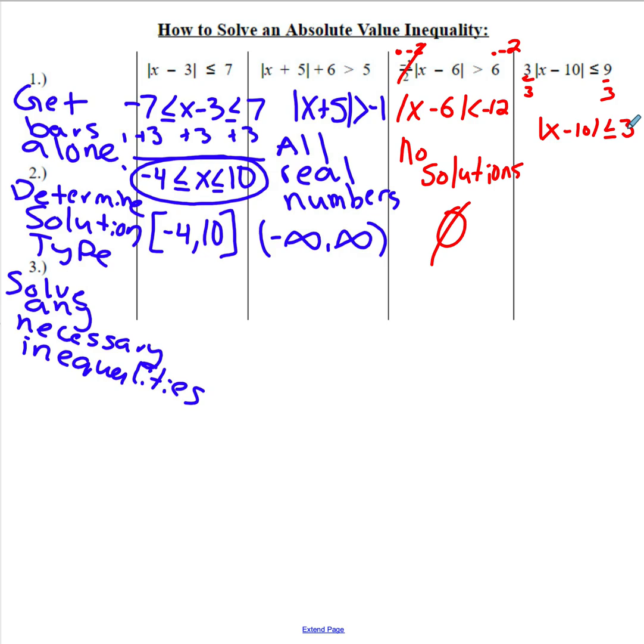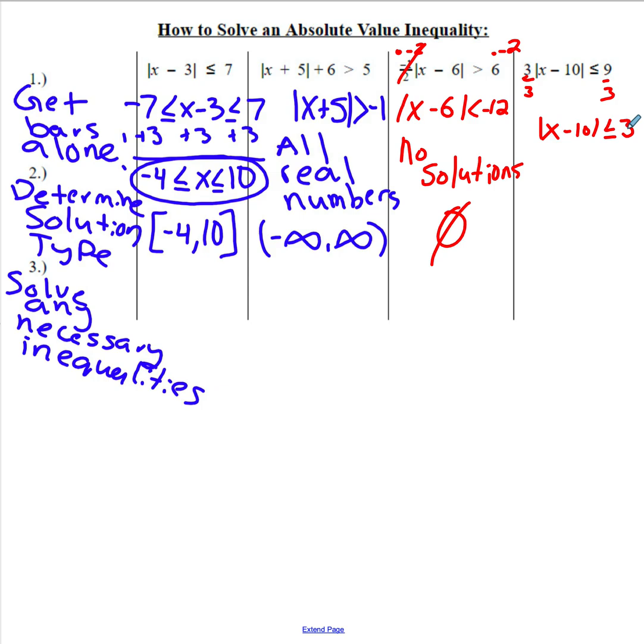So I could say, all right, 13. Well, when I take away 10, I get 3. That absolute value is equal to 3. I could have 12. When I take away 10 from 12, I get 2. That absolute value is 2, less than 3. I could do 10. 10 minus 10 is 0. The absolute value there is 0, which is less than 3.